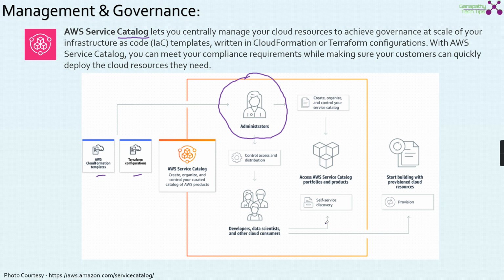So the admin can baseline the typical infrastructure using the Service Catalog. The developers or the other cloud consumers can come in and take those specific products out of the Service Catalog and provision them. As simple as it is. It will abstract the majority of work and it is very helpful for the administrators on cloud.